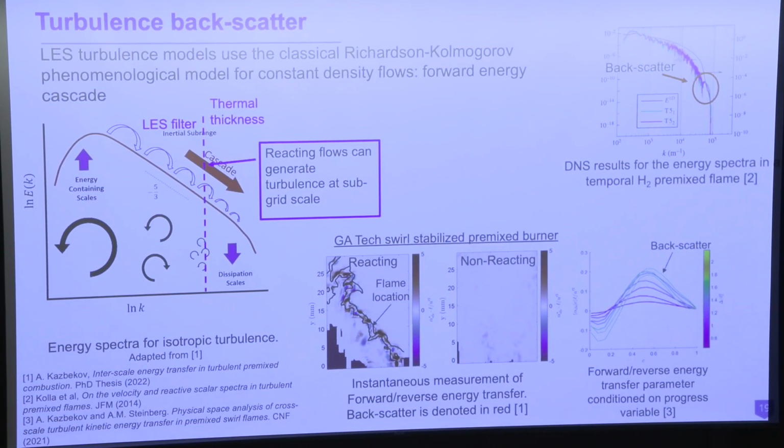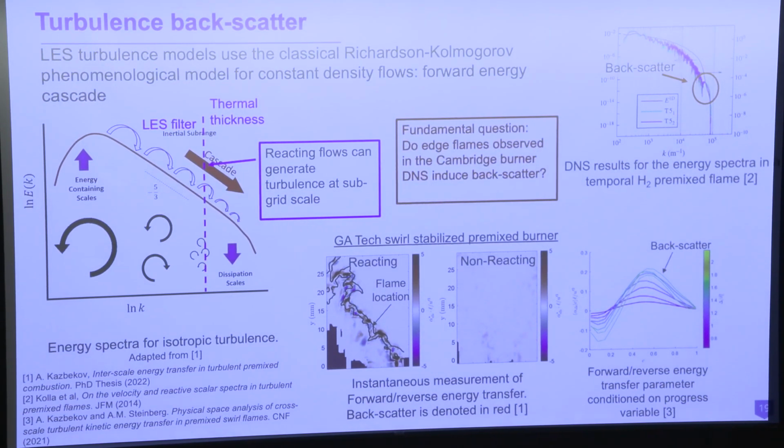transfer. And so if you plot that function in the right plot, conditioned on the progress variable, you see that the forward-reverse energy transfer parameter has both components, in both directions, where negative values of this parameter denote the forward cascade, and positive values denote backscatter.